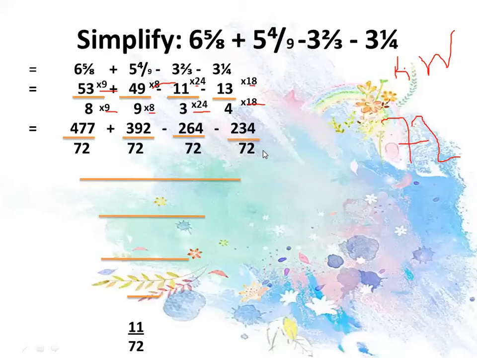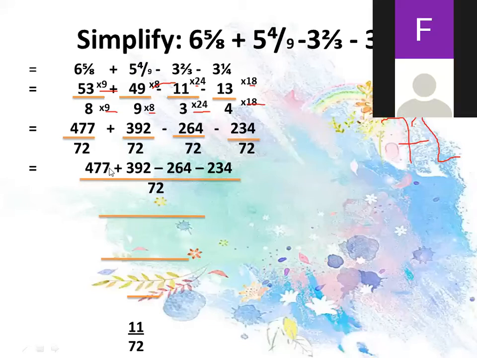Here no need to arrange them because they are already arranged. If you have a minus fraction first and then an addition fraction next, you will add the fractions first and then subtract. You have to arrange the numbers. So what you will do here, 477 plus 392 minus 264 minus 234, keeping your denominator the same, that is 72.